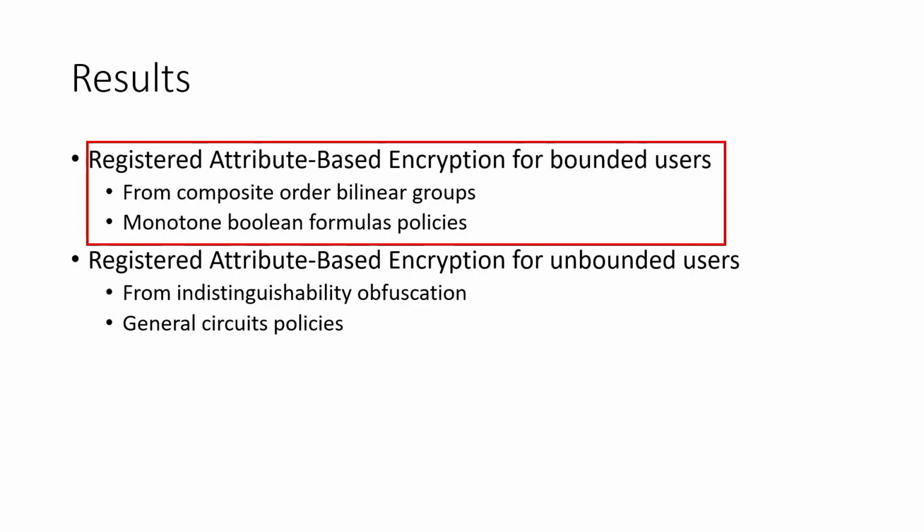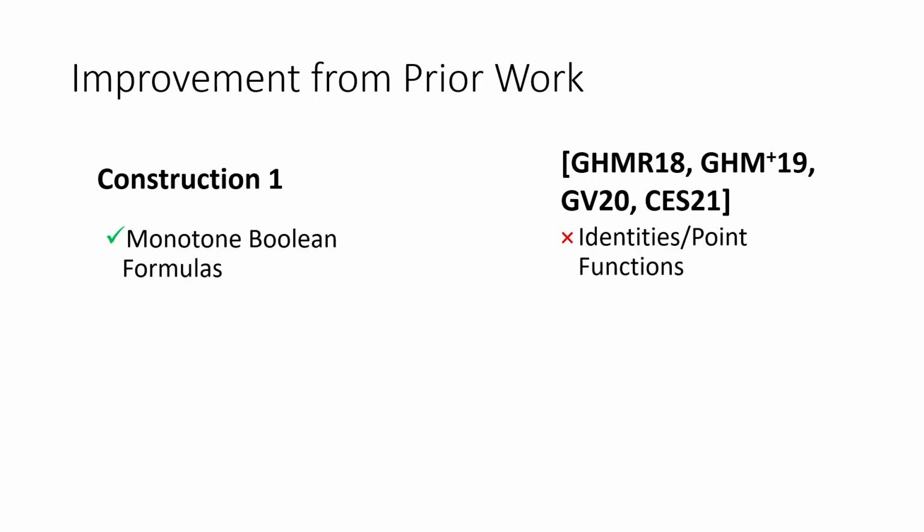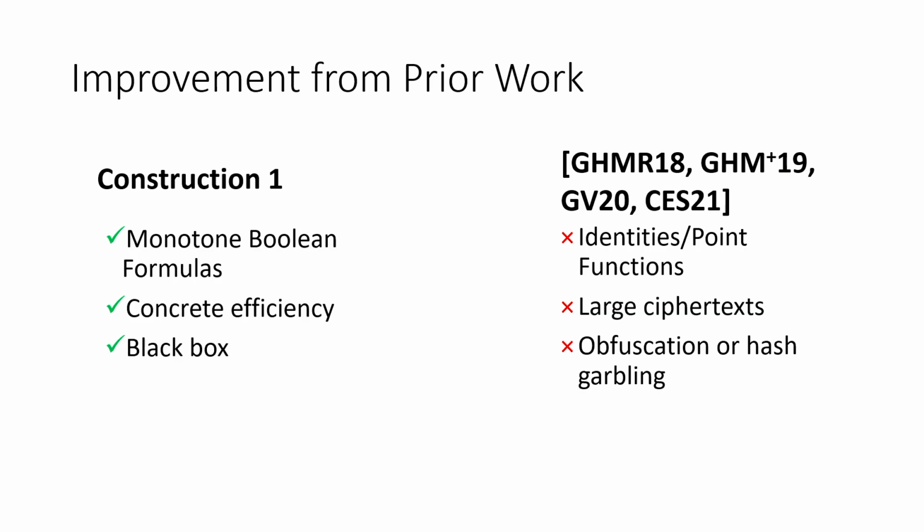For the purpose of this talk, I'll be primarily focusing on this first result. As an overview of what we achieve, compared to prior works on registration-based encryption, we expand the functionality to be more ABE-like. I'd also like to point out that our construction is more concretely efficient. Some of these prior RBE constructions have ciphertexts that are many terabytes in size. The reason is that they rely on non-black box techniques, either obfuscation or some sort of hash garbling, whereas we're able to make black box use of crypto.